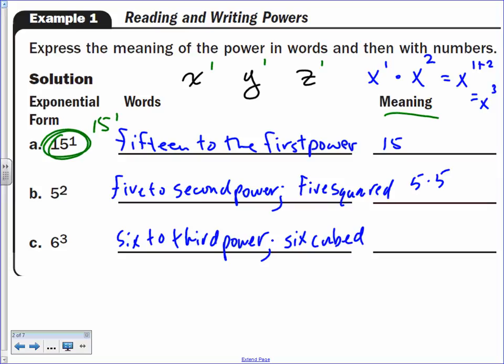Okay. You want to do the next one? Yeah. What's the meaning? 6 times 6 times 6. Very good. 6 times 6 times 6. Now, do you guys know how to find what those equal? You know how to do that on your calculator? They have little buttons, don't they?